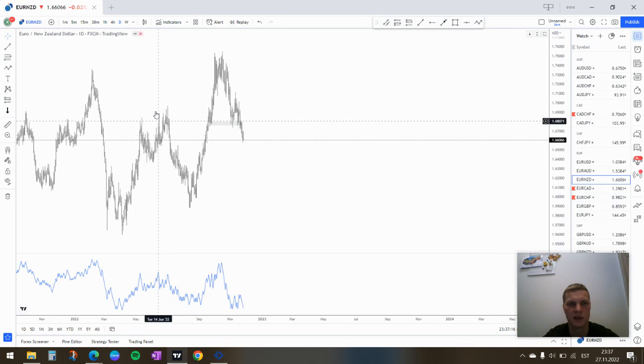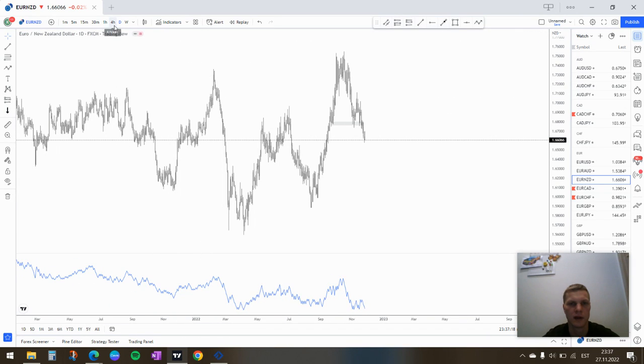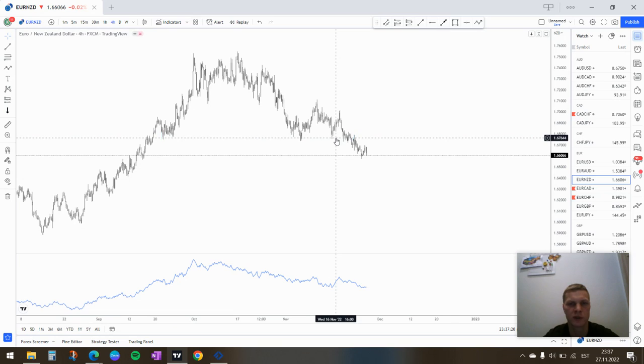Euro NZD. Heavy downtrend. Support didn't hold.